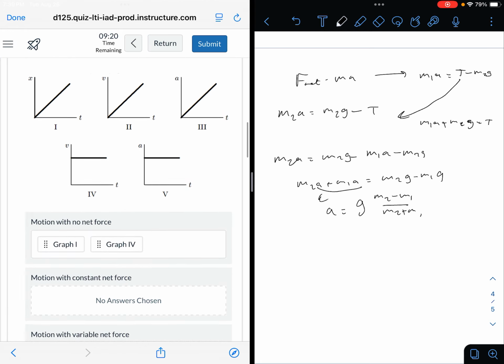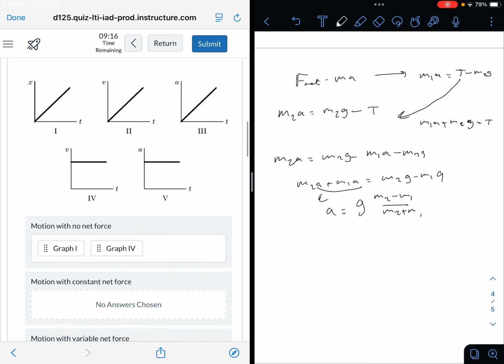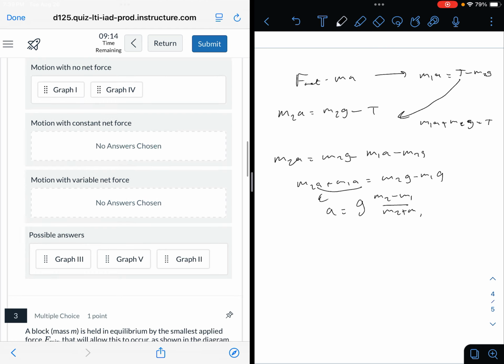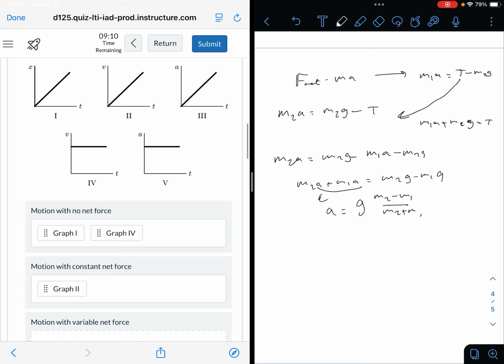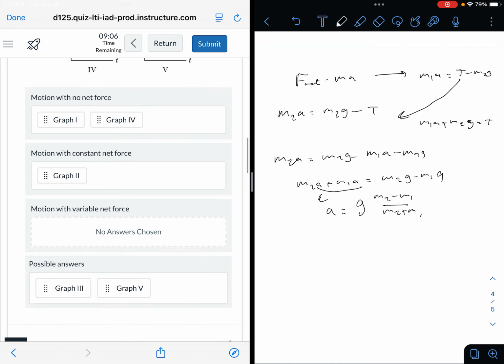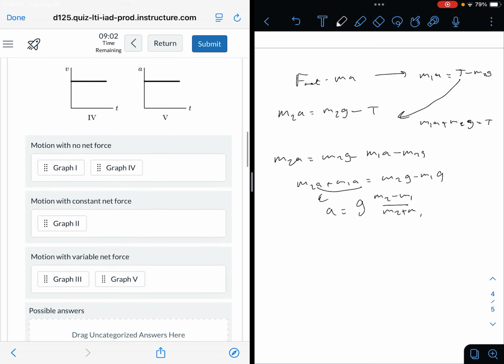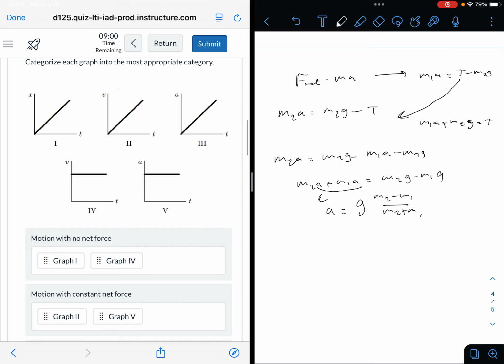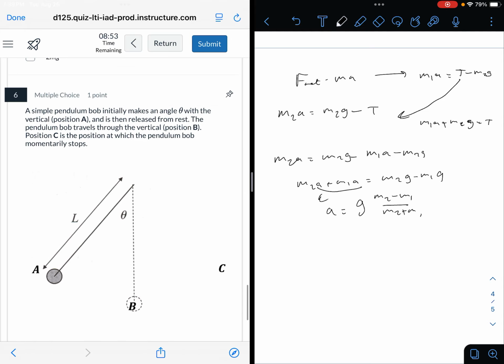Constant net force, that's going to be our graph 5. That looks like graph 2 and graph 5. Graph 2, because the slope of velocity is acceleration and it's constant. Graph 5, because it's showing that acceleration is constant throughout time. And then I can say graph 3 and graph 5. Oh, I forgot to put graph 5 over here. Graph 3 is the only one with a variable net force where the acceleration is actually changing over time. Do I have 6 questions? Oh, I have 6, okay.